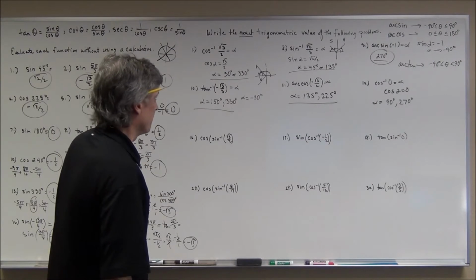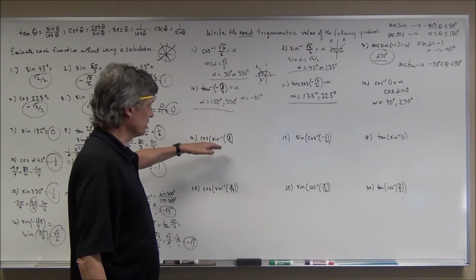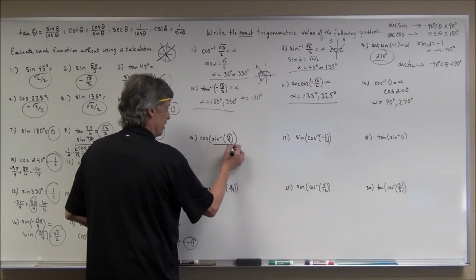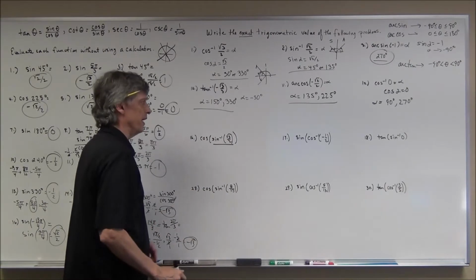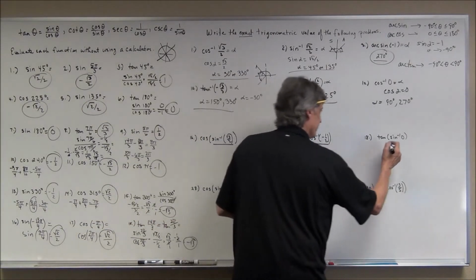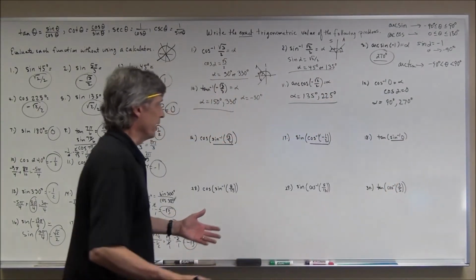Now it gets a little bit different here. They're asking you to take the cosine of an inverse sine, or the sine of an inverse cosine. Remember, this is an angle. So you're just taking the cosine of an angle. This is an angle. So you're taking the sine of an angle. This is an angle. So you're taking the tangent of the angle. So what angle do we get here?